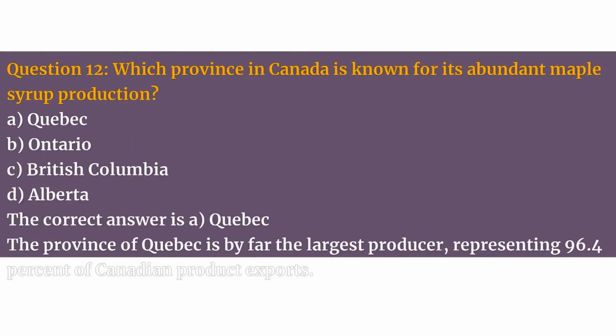Which province in Canada is known for its abundant maple syrup production? A. Quebec, B. Ontario, C. British Columbia, D. Alberta. The correct answer is A. Quebec. The province of Quebec is by far the largest producer, representing 96.4% of Canadian product exports.